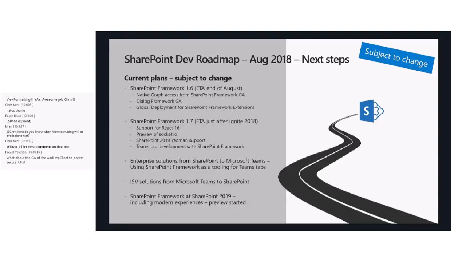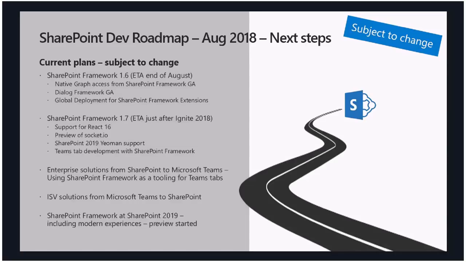A few points on the release plan, which has been moved. SharePoint 2019 Yeoman support is unfortunately delayed until 1.7. The Socket.IO preview is unfortunately delayed to 1.7, and the React 16 support is in 1.7 as well. So 1.6 is around the native Graph access and third-party API calls in GA, Dialog Framework GA, and then the global or tenant-wide deployment of SharePoint Framework extensions. And documentation will be released together with that one.